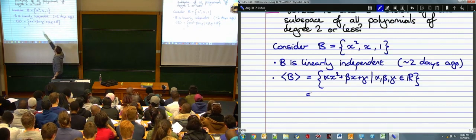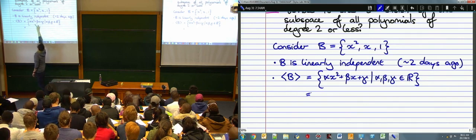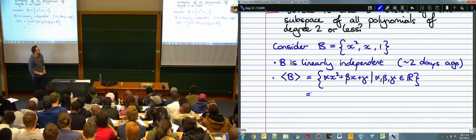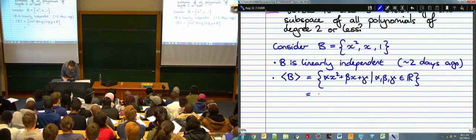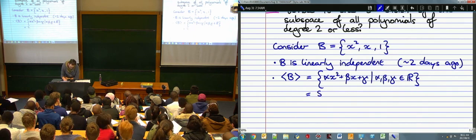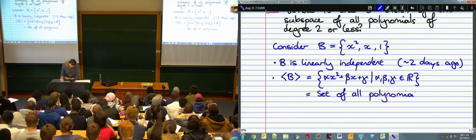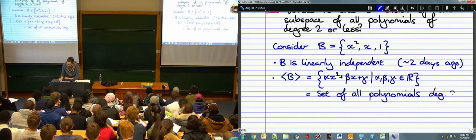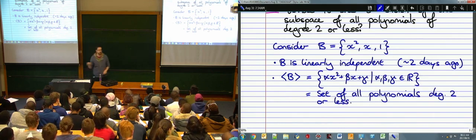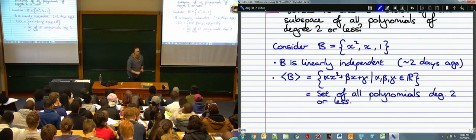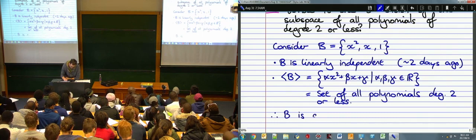And we might recognize that it's pretty clear that the things we are generating here are polynomials of degree 2 or less. It's 2 or less because we might set alpha equal to 0 and then we get a first degree polynomial, and if we set alpha and beta equal to 0, we get a 0th degree polynomial. So we seem very happy that this is the set of all polynomials of degree 2 or less. So we've shown that it's linearly independent. We've shown that it generates what we wanted it to generate. So we conclude, therefore B is a basis.